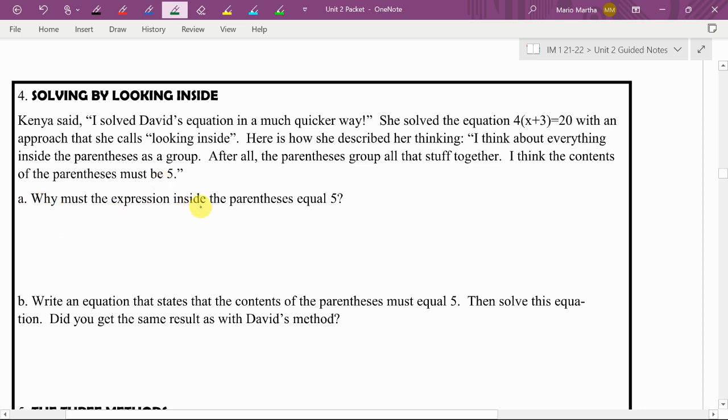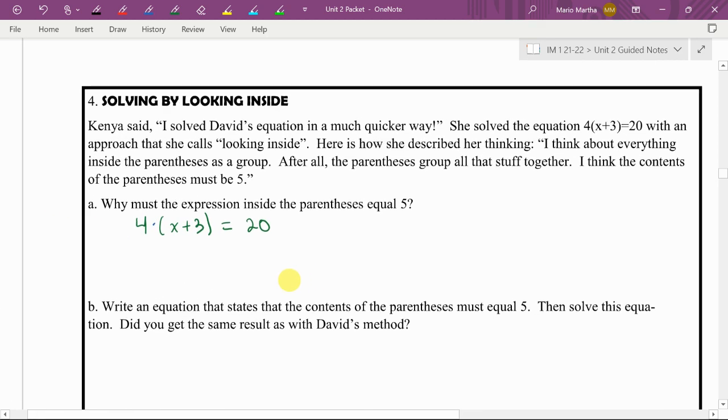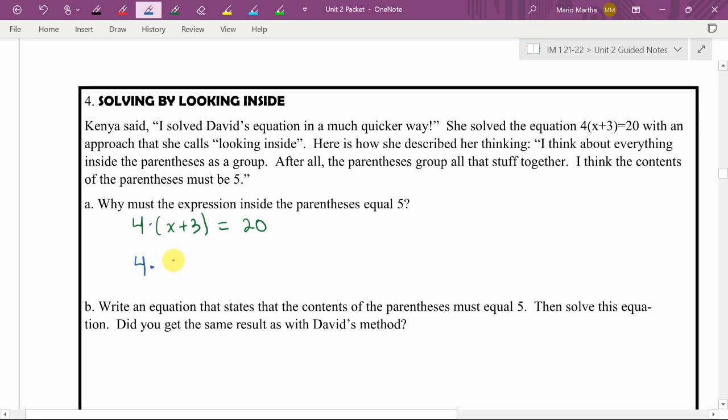So why must the expression inside the parentheses be equal to 5? If you look at the original problem again, you have 4 times x plus 3 equals 20. Just by basic times tables, we know that 4 times 5 must be equal to 20. So if we already have a 4 here, and we know 4 times 5 is equal to 20, that means that x plus 3 has to be equal to 5.